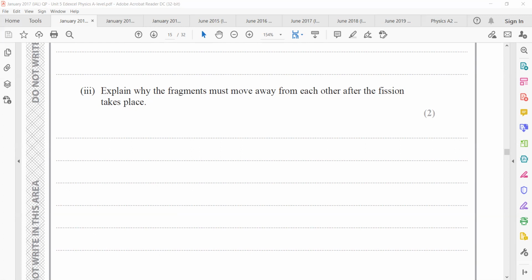So how can the final momentum be 0? The fragments which are produced during this fission must move in opposite directions to conserve the momentum. The lighter one will move faster, and the heavy one will move slower. They will have the same momentum but in opposite directions, so that the final momentum is 0.